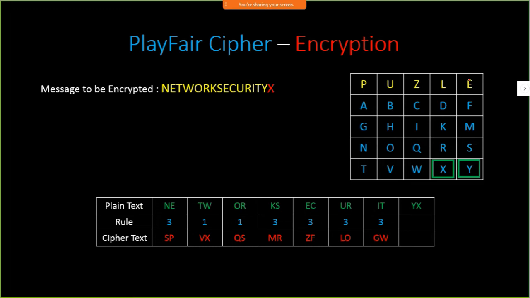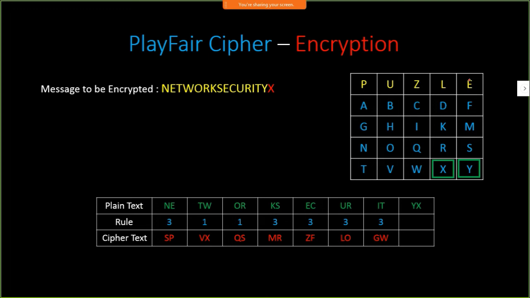Just watch it. In this case, X, what is the rule? It's rule number 1. So it is the same row, so the letter on the right of the letter. X's right letter is Y. But Y's right letter, what is it? It doesn't have any letter to the right. But it has. Rule number 1, watch it.